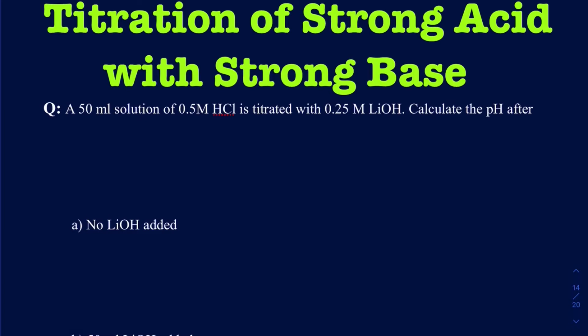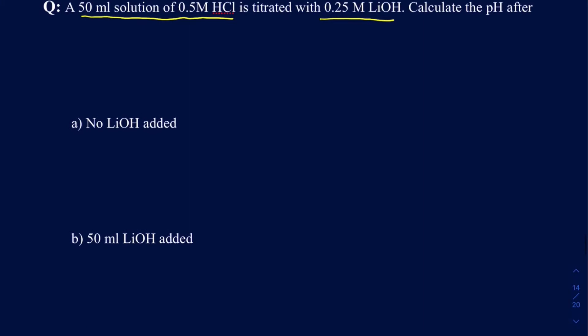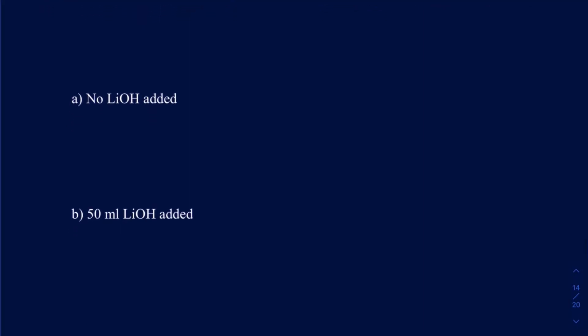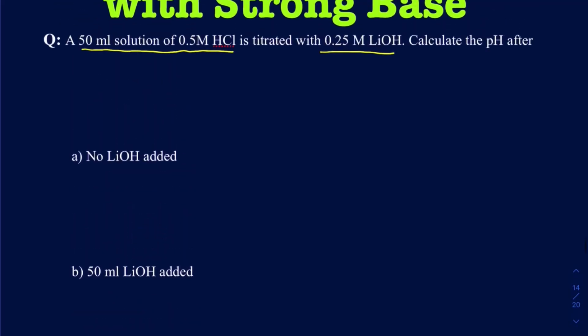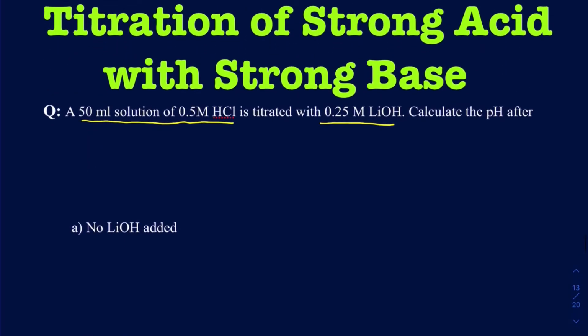So the question is, I have 50 milliliters of a 0.5 molar HCl solution, and that is going to be titrated with 0.25 molar LiOH, and you're going to have to calculate the pH at some of those points, like when there's no base added, when some of the base is added, when some more base is added, and so on. So let's look at those step by step.